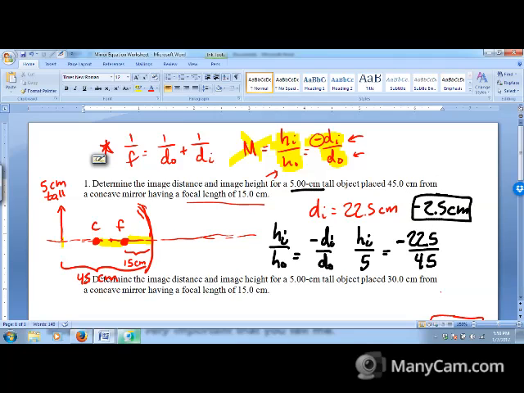What does that say? Well, negative 2.5 centimeters represents our image height. Remember, the image is upright if the height is positive and inverted if it's negative. So since this is a negative sign, we know that our image starts here. It's at a distance of 22.5 centimeters away from the mirror, and it's 2.5 centimeters, which is half of our original object, in the negative direction. So that would be the physical location of our image.